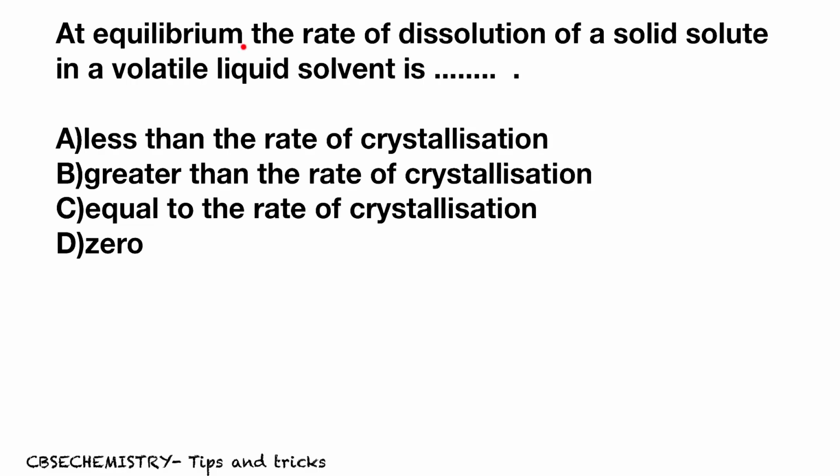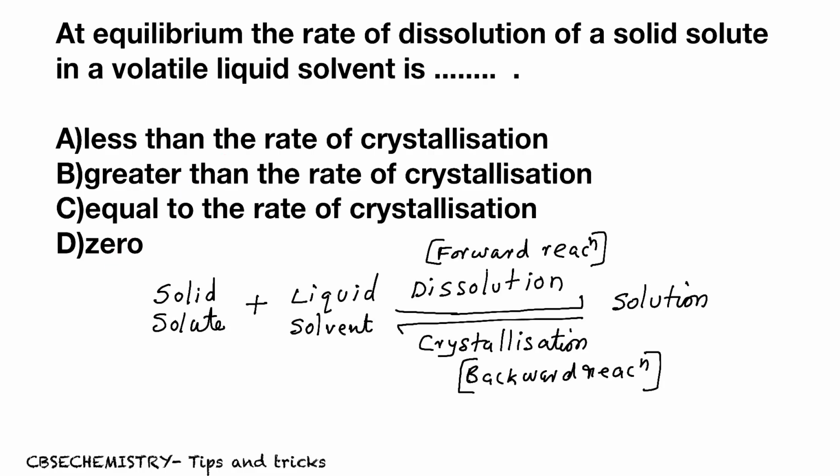At equilibrium, the rate of dissolution of a solid solute in a volatile liquid solvent is... You can check the options. As per the question, the system is now in equilibrium, right? See, which are the processes taking place here?